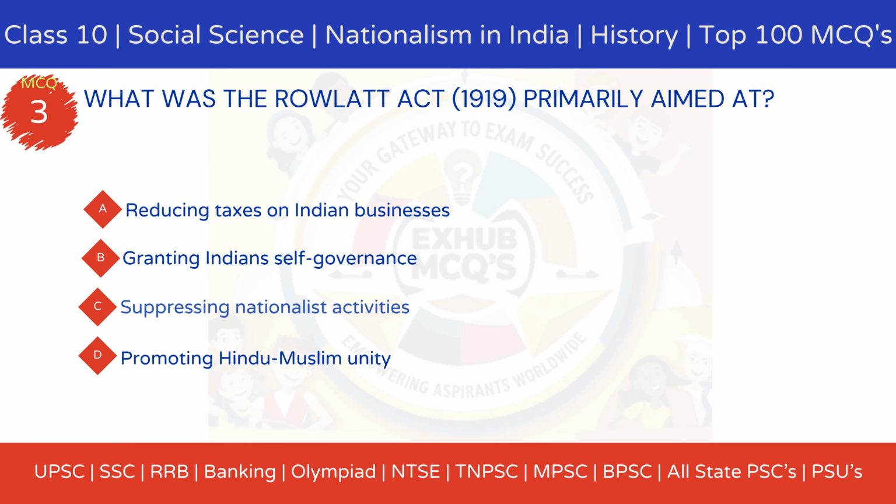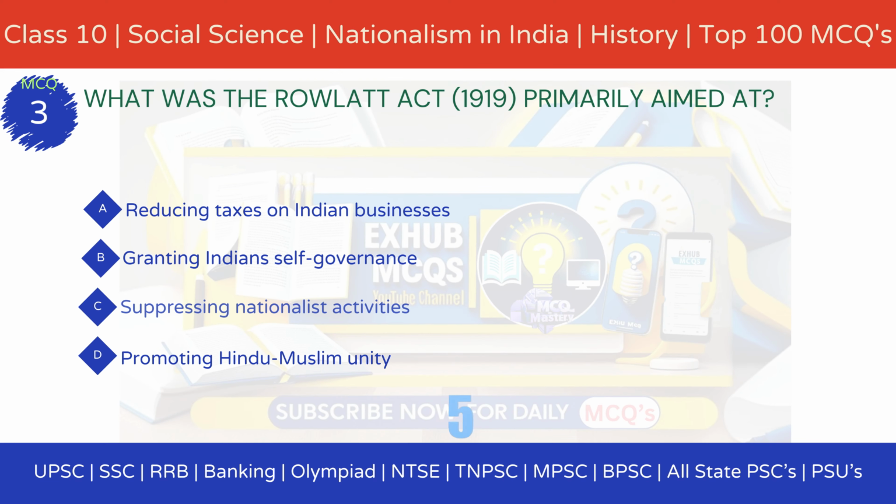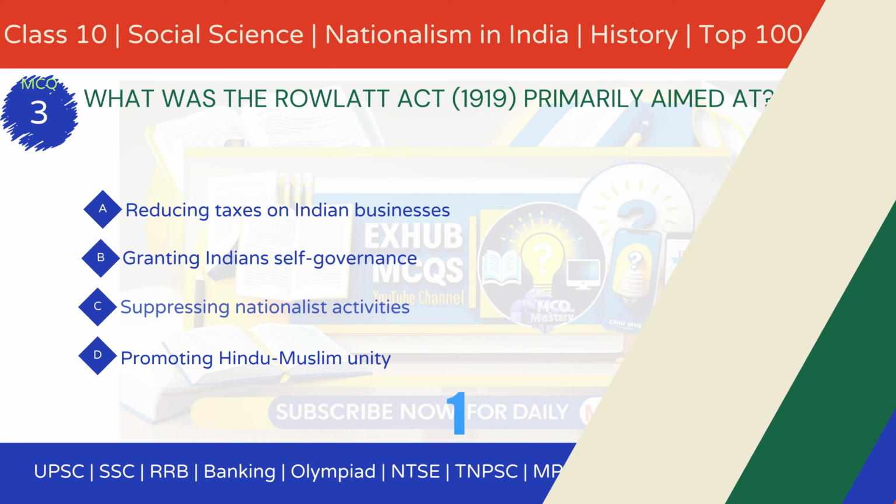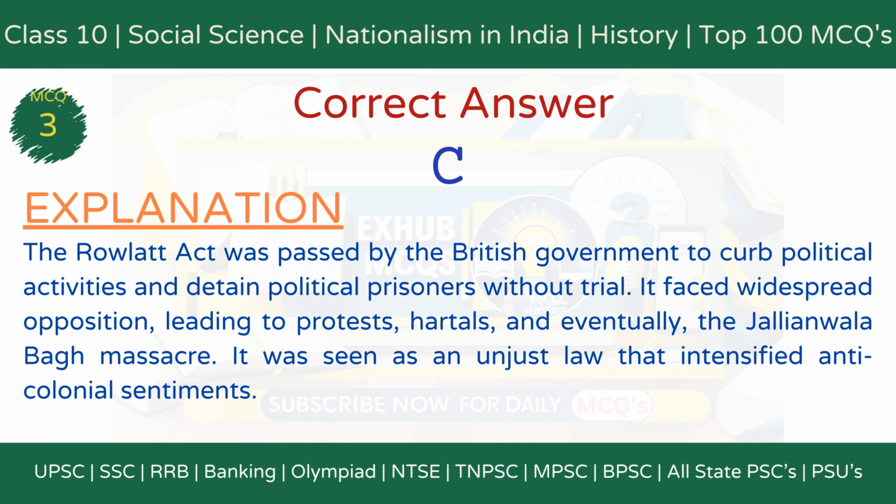MCQ 3: What was the Rowlatt Act, 1919, primarily aimed at? Option A, reducing taxes on Indian businesses. Option B, granting Indians self-governance. Option C, suppressing nationalist activities. Option D, promoting Hindu-Muslim unity. The correct answer is option C, suppressing nationalist activities.